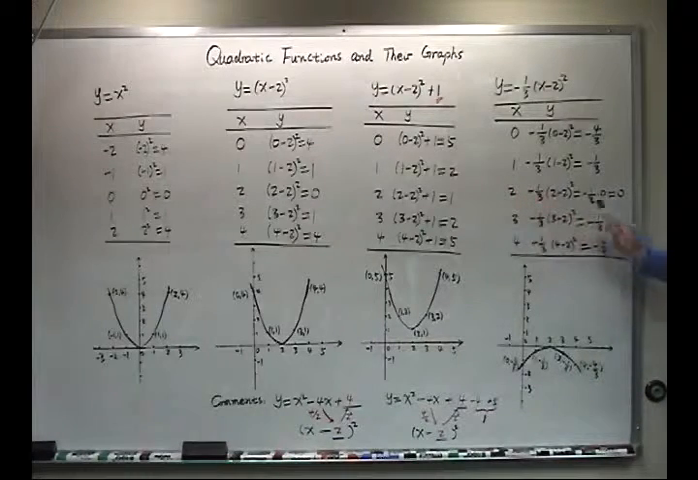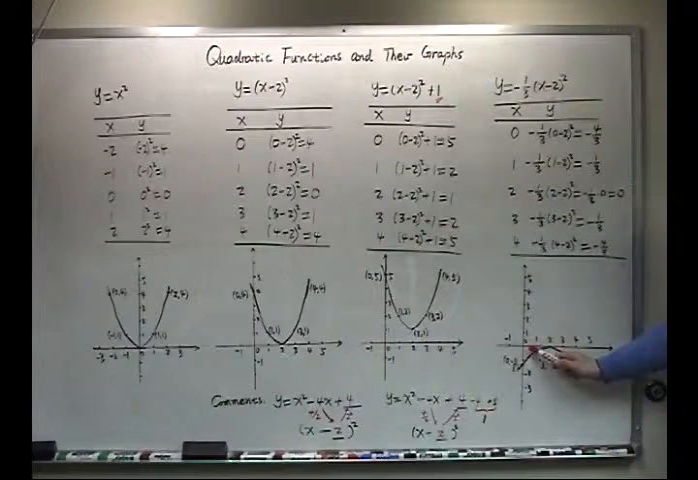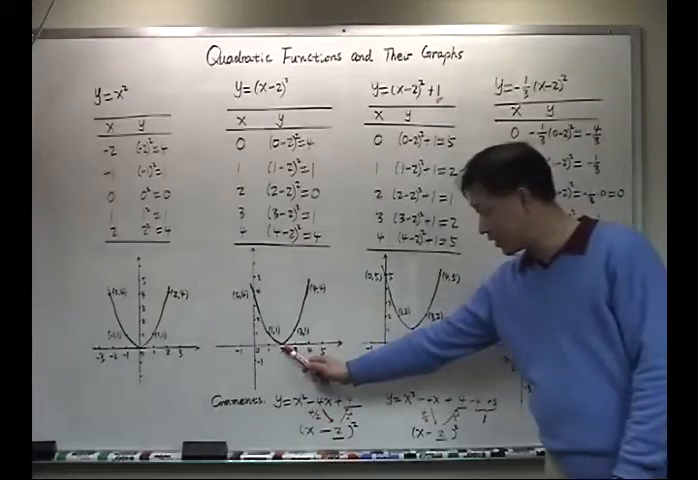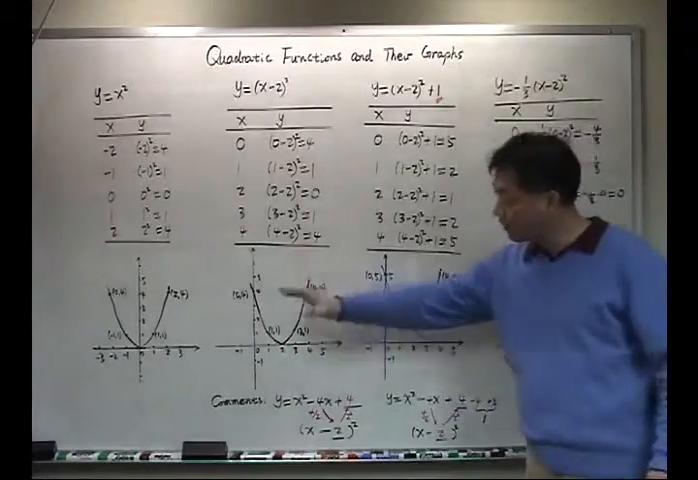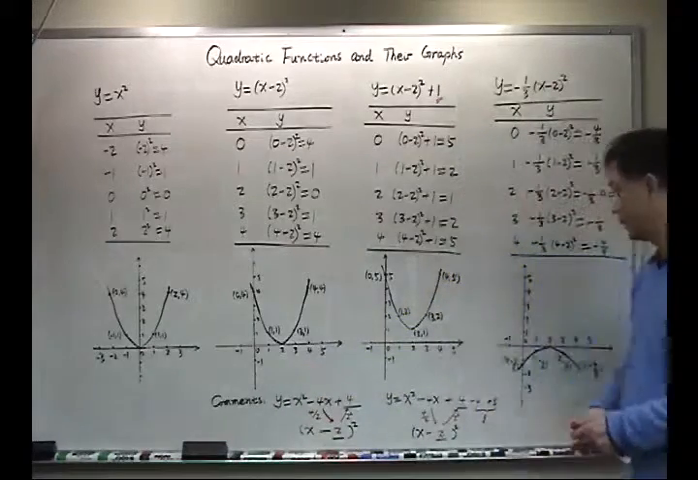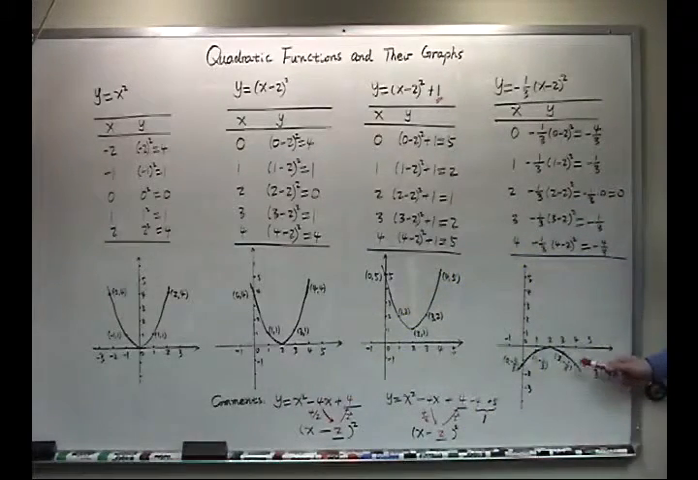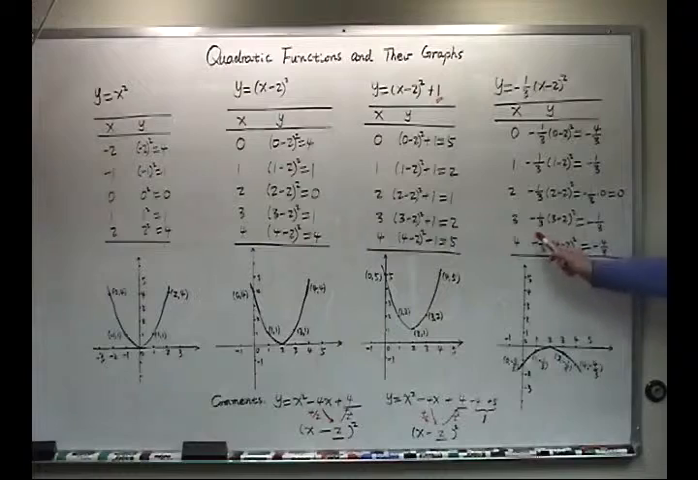X is 2, y is 0. 1, 2. Y is 0, so still the vertex is the same vertex. So it's like you flip this graph down here. Okay? And then right here, x is 3, negative 1/3.